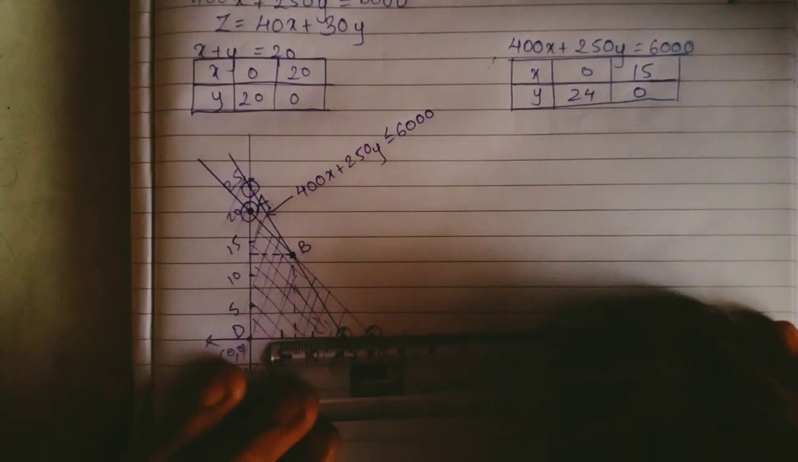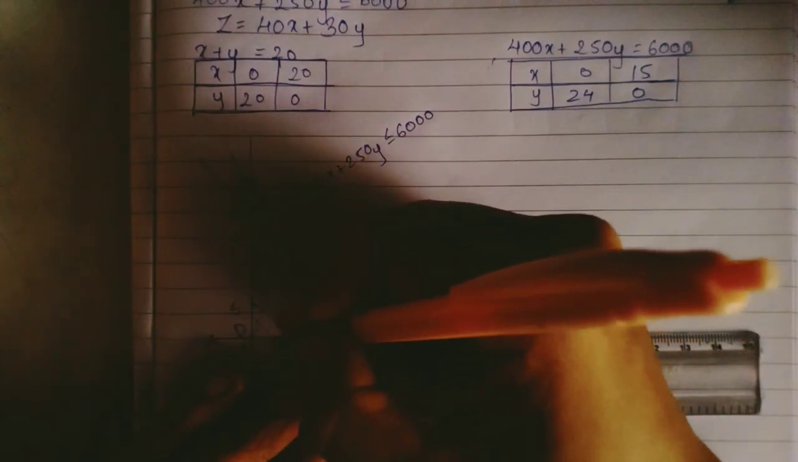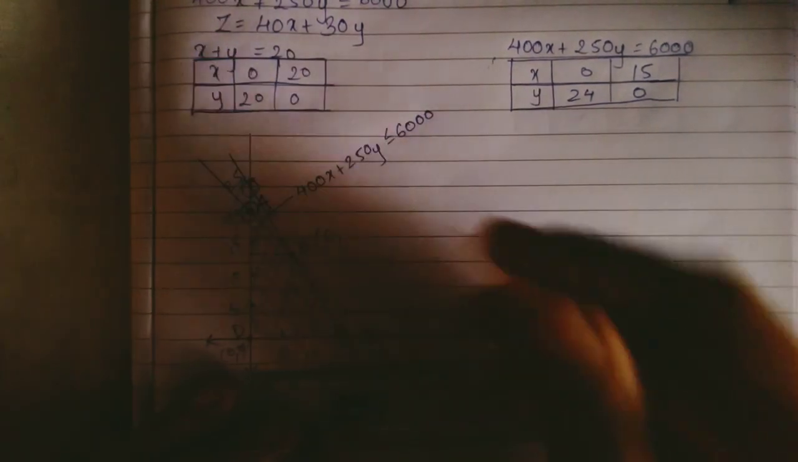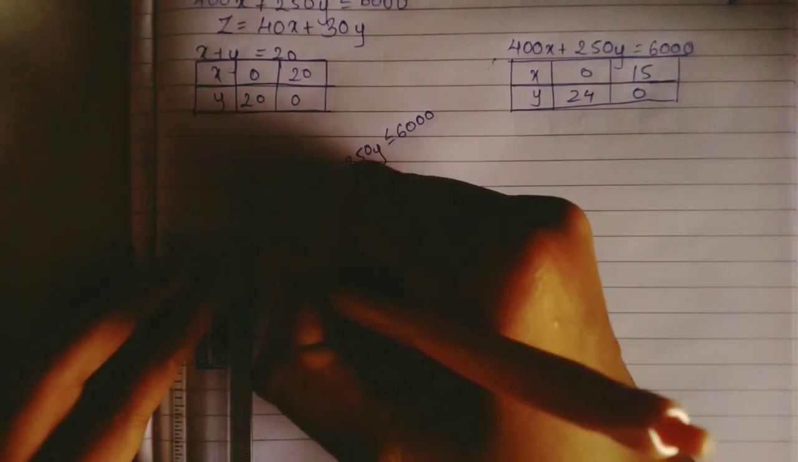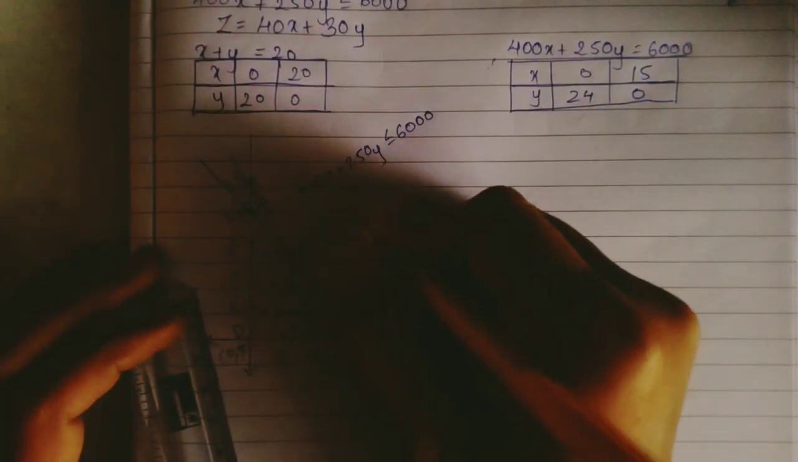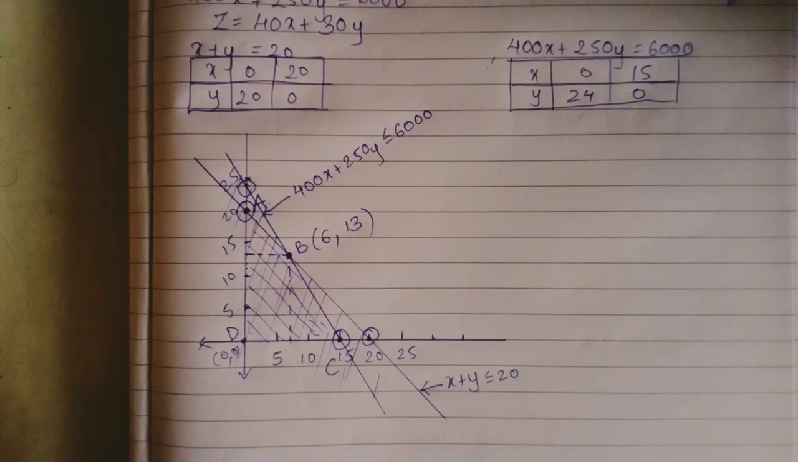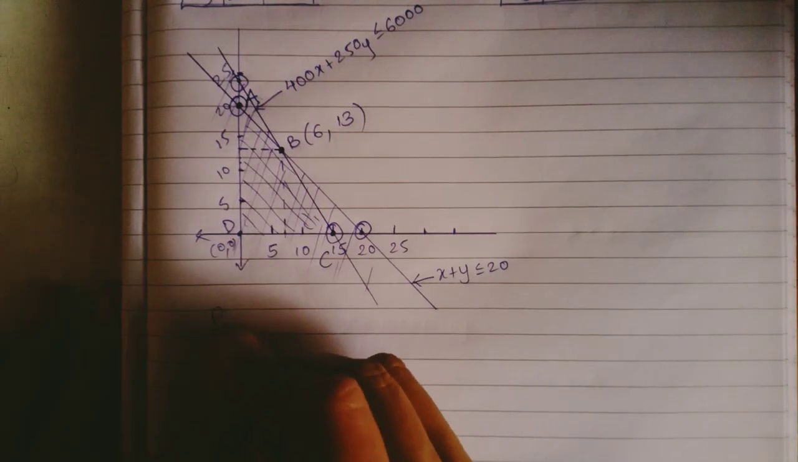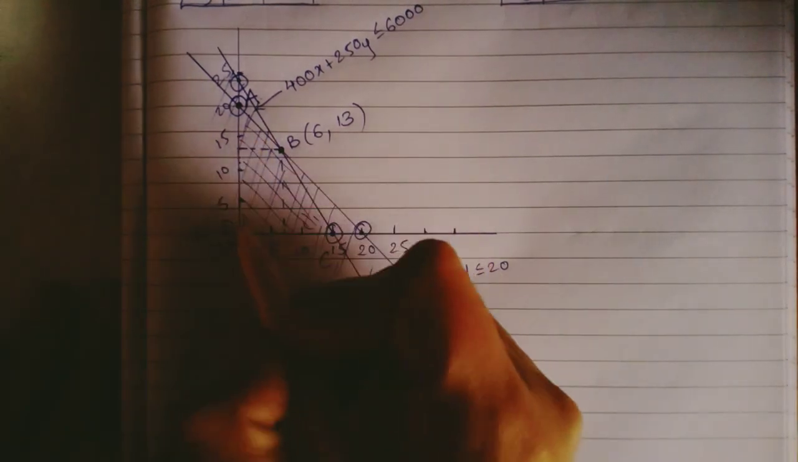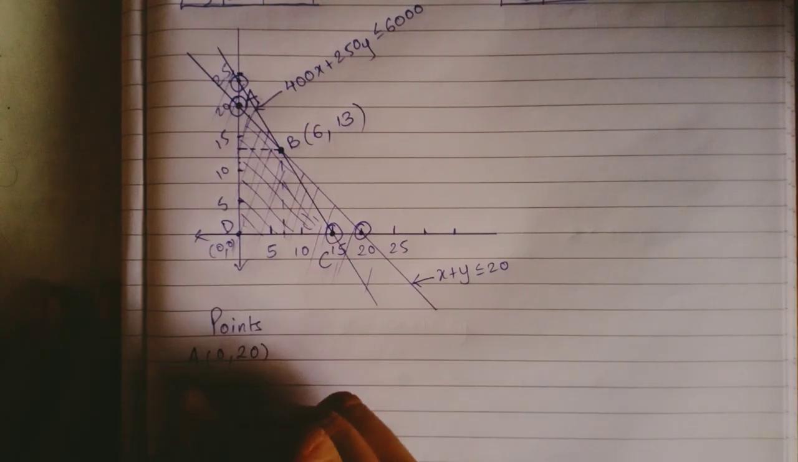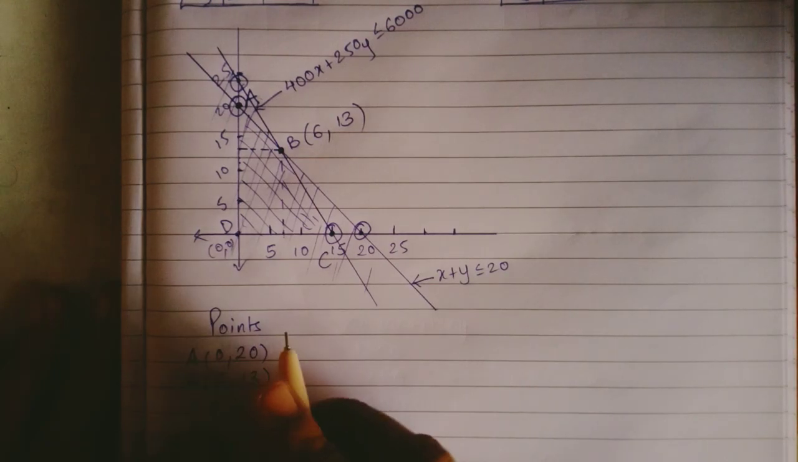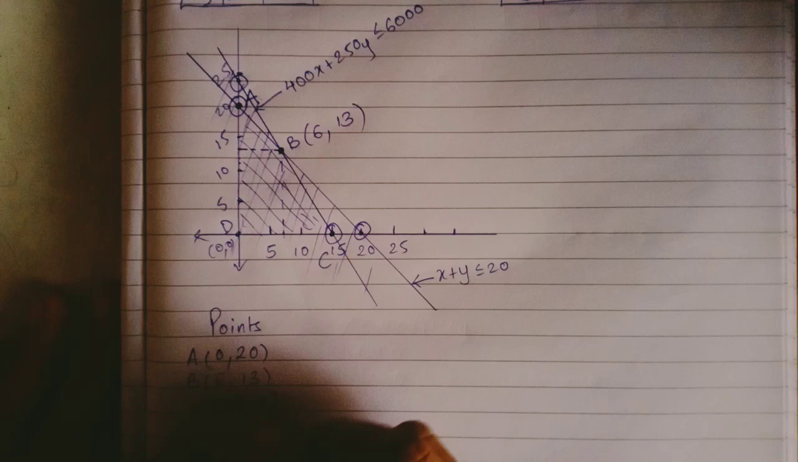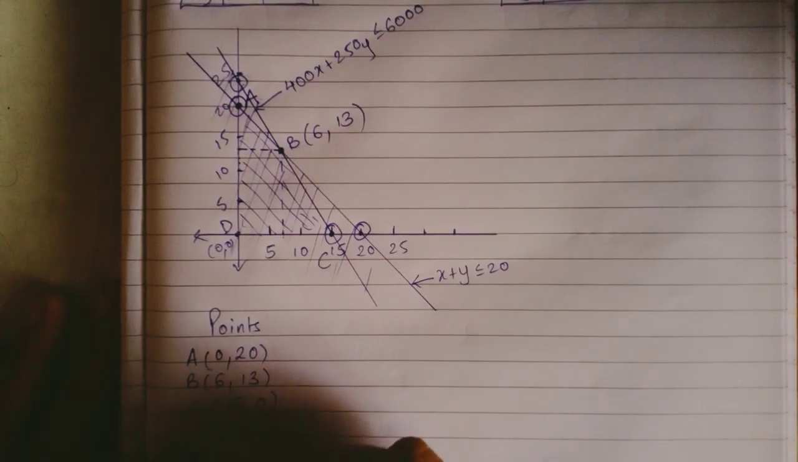Okay, so this is 6, 13. Now you have to put the points. So points A is (0, 20), B is (6, 13), C is (15, 0), and D is (0, 0).